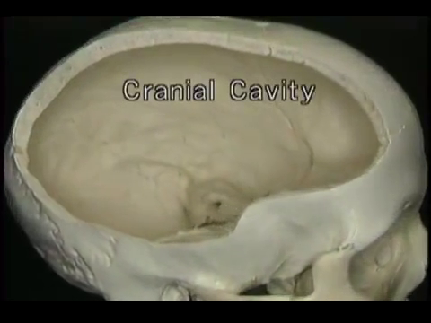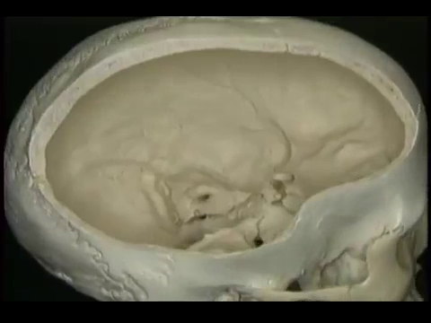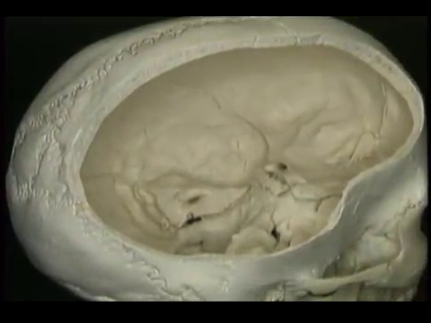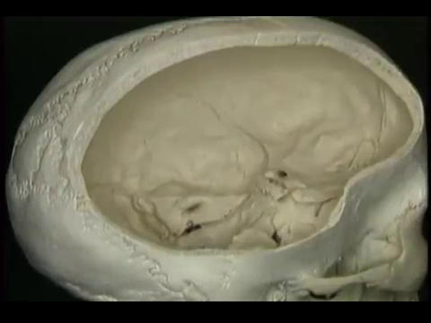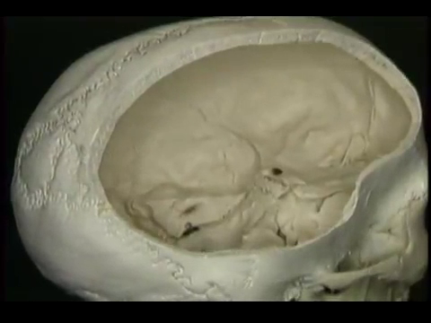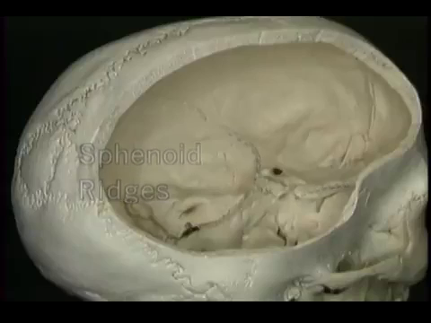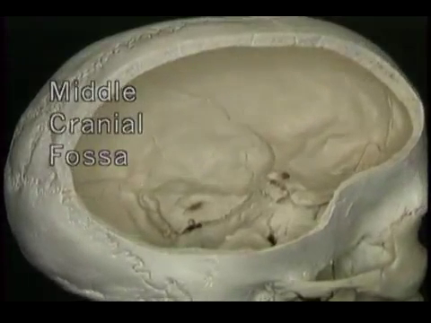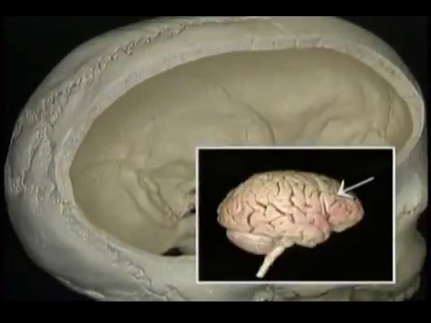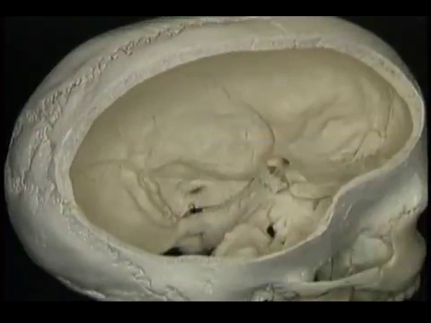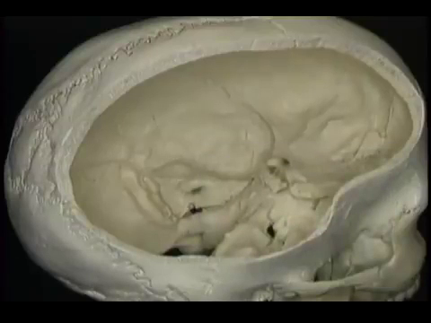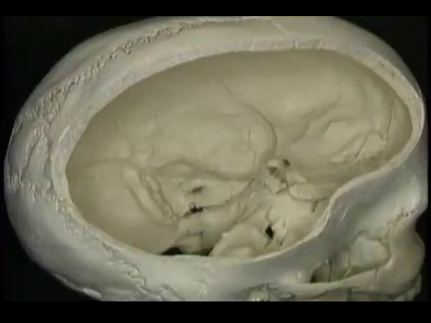Here's the cranial cavity in a dry skull. It's almost the same shape as the brain. As we saw in the last tape, two big steps divide the floor of the cavity into three parts. The sphenoid ridges separate the anterior cranial fossa from the middle cranial fossa. This part of the cerebrum, the frontal lobe, occupies the anterior cranial fossa. This part, the temporal lobe, occupies the middle cranial fossa.